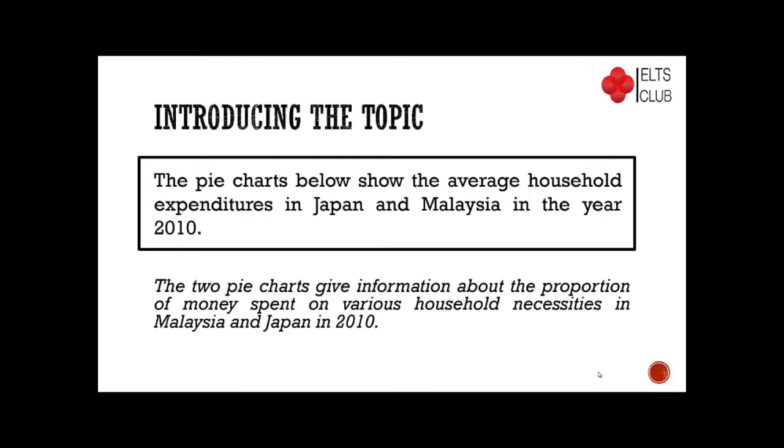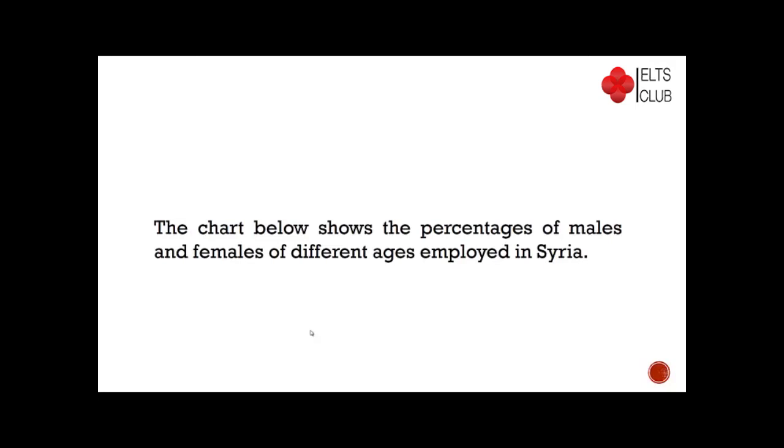The 2 pie charts give information about the proportion of money spent on various household necessities in Malaysia and Japan in 2010. Here the candidate has used different words to introduce the pie charts. This shows the examiner that the candidate has understood the information correctly and that they can use a variety of vocab and grammar. Now let's take a look at another example to better understand paraphrasing.